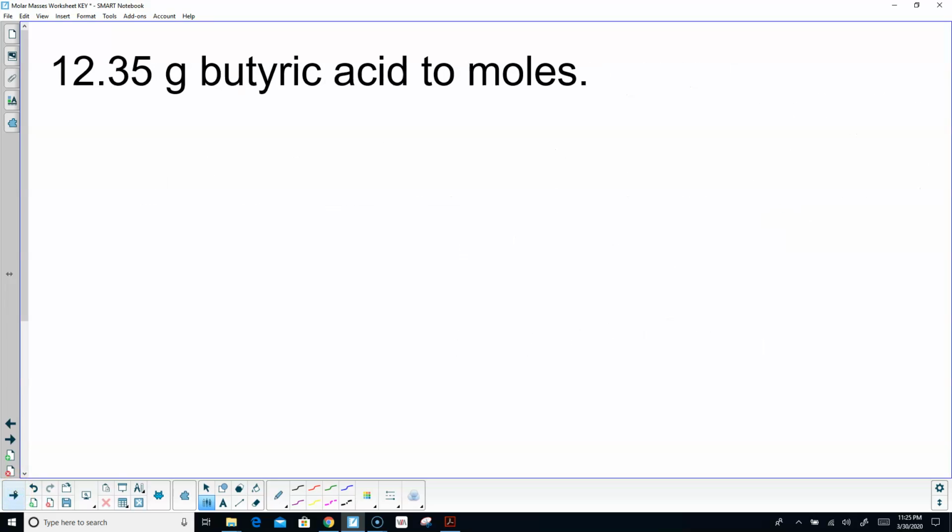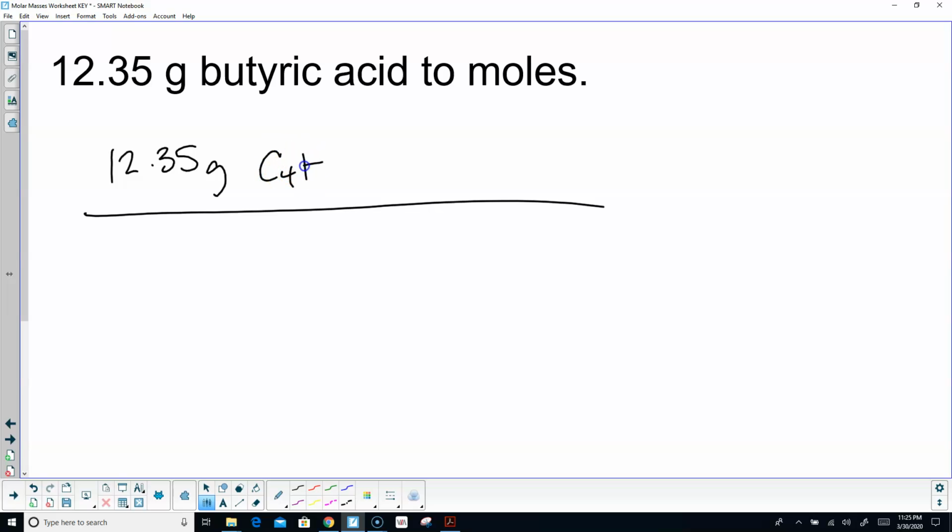Next one, we have 12.35 grams of butyric acid. This is the stuff, butyric acid, that's what rotten milk smells like. That's from butyric acid. And so let's see here. Butyric acid is going to be C4H8O2. Okay. And grams to moles, once again, it's a molar mass.